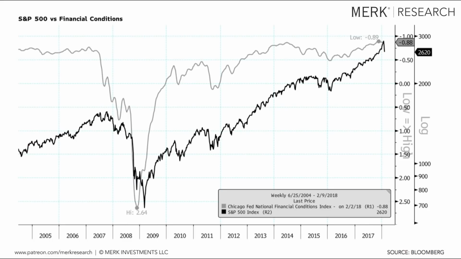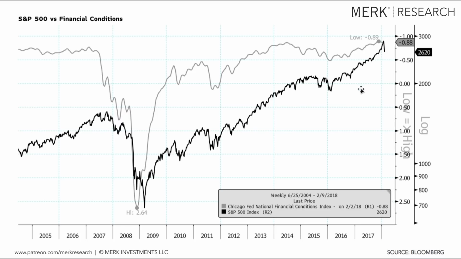Let's now look at the U.S. financial conditions. So financial conditions have tightened somewhat recently. This is the Chicago Fed National Financial Conditions Index. The latest reading is through the week of February 2nd, so it doesn't include the most recent week, which is through February 9th, and that will most likely show a further deterioration in financial conditions.